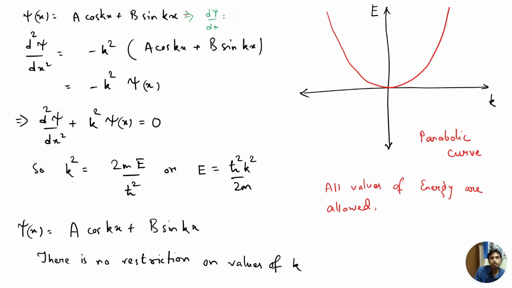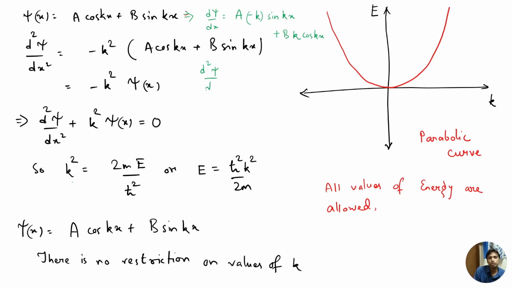What is the derivative of cos kx? So you will get a minus k sin kx. What is the derivative of sin kx? Plus k cos kx. Now you have to do the derivative again.